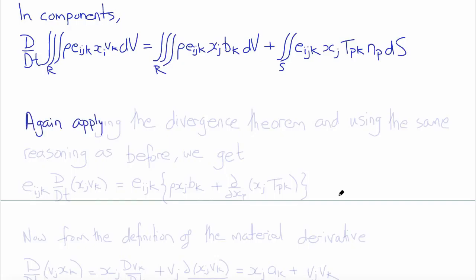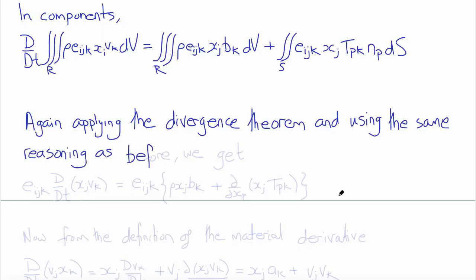Again, applying the divergence theorem to turn the surface integral into a volume integral, which will give us the divergence of the stress, and using the same reasoning as before, so that the integrand itself must be satisfied, we obtain the permutation symbol e_ijk times the material derivative d/dt of x_j v_k equals the permutation symbol e_ijk times the density rho times x_j b_k plus del/del x_p of x_j t_pk.